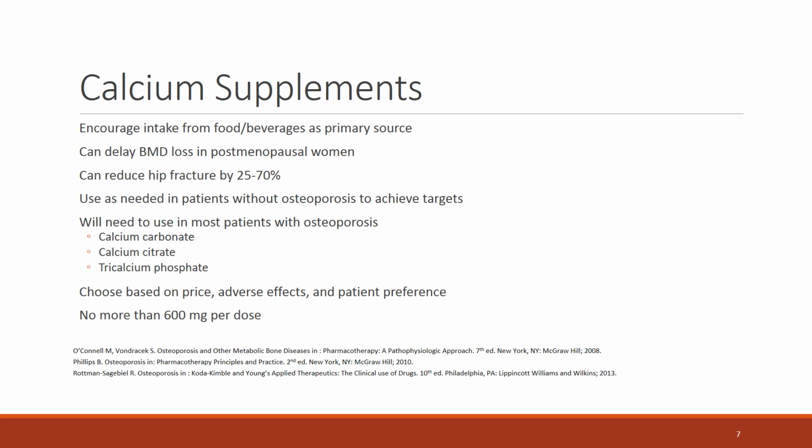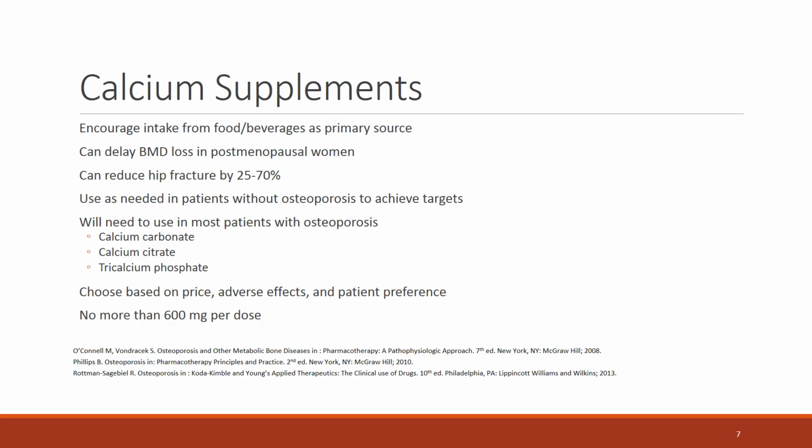For calcium, we really want to encourage intake to get to that 1,000 milligrams or 1,200 milligrams from their food or beverages. We know that having enough calcium can help delay bone mineral loss, especially in postmenopausal women, and it can reduce hip fractures by a large percentage. In patients who don't have osteoporosis, again, we want to use supplements if we can't get to the targets from their dietary intake. Sometimes in patients who already have osteoporosis, you may see providers who want to increase that dose. We really don't go much more than 1,500 milligrams of calcium in a day.